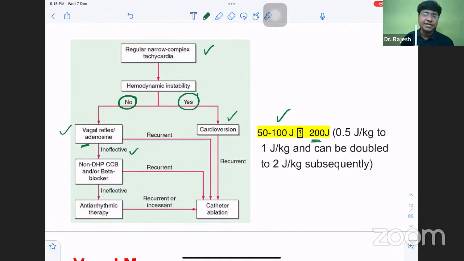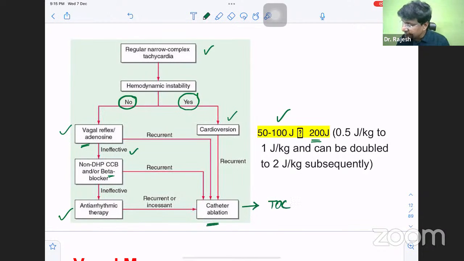And with adenosine, if the patient is not responding, then what is the next important treatment? Either non-dihydropyridine calcium channel blockers, that is diltiazem or verapamil, or the beta blockers should be given. With these, if the patient is not responding, then antiarrhythmic drugs like amiodarone should be given. But in spite of giving antiarrhythmic drugs, if there is recurrent SVT, then finally, what is the treatment of choice? The treatment of choice will be the catheter ablation.